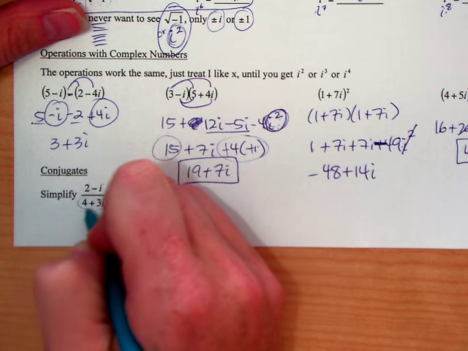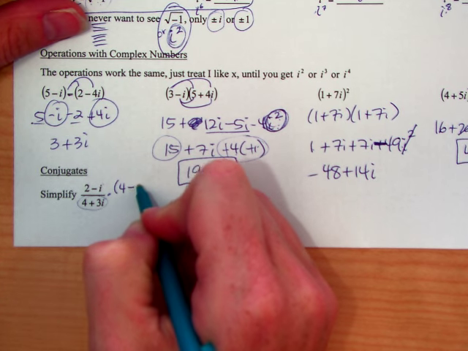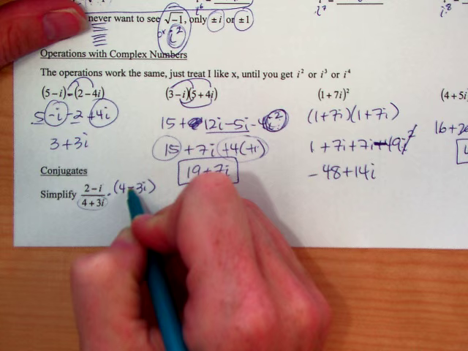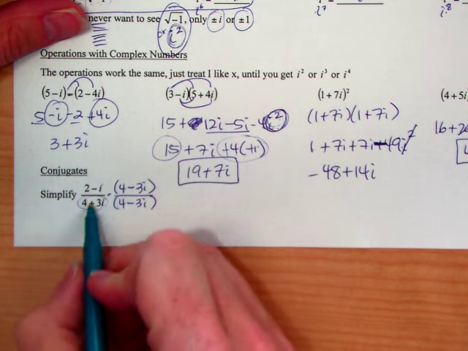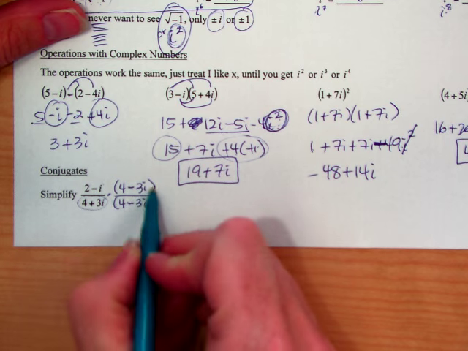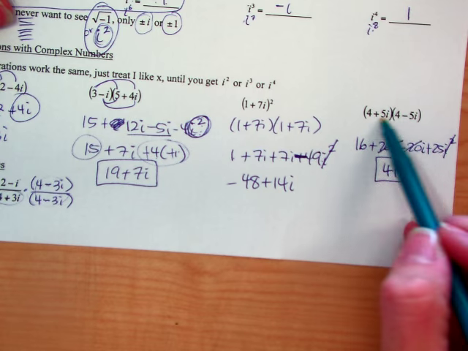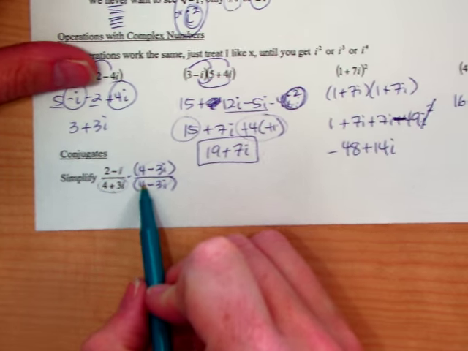What you do is you take the bottom, which is the thing causing your problems, and you multiply by the conjugate, which is the same thing but with a different sign. So if this had been minus, these guys would be pluses. This is a plus, these guys are minuses. And it has to be the same thing on top and bottom, okay? So these are conjugates. One's plus, one's minus, same exact thing. These guys are conjugates, plus and minus.